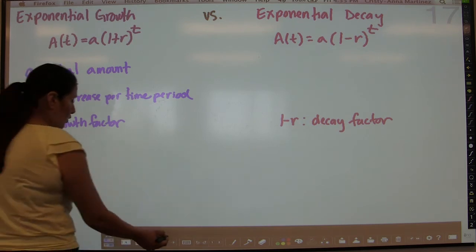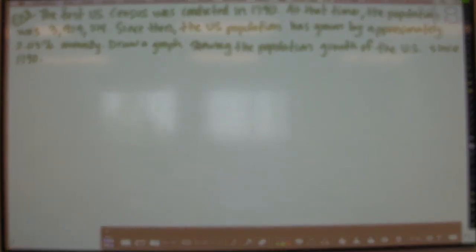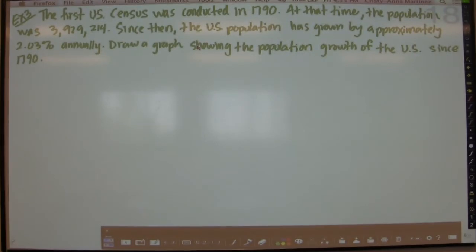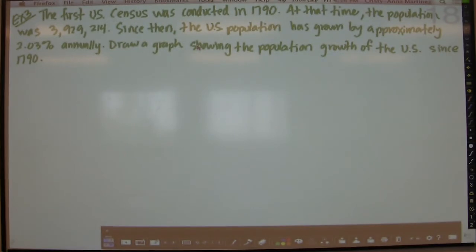All right, so we're going to apply that to this word problem here. And it says the first U.S. Census was conducted in 1790. At that time, the population was 3,929,214. Since then, the U.S. population has grown by approximately 2.03% annually. Draw a graph showing the population growth of the U.S. since 1790.